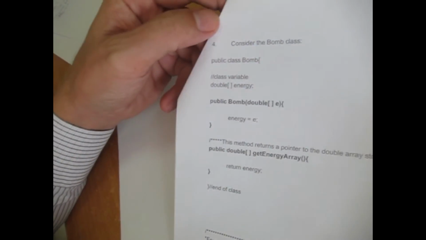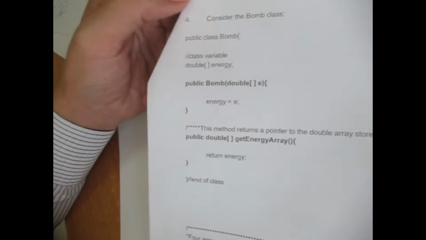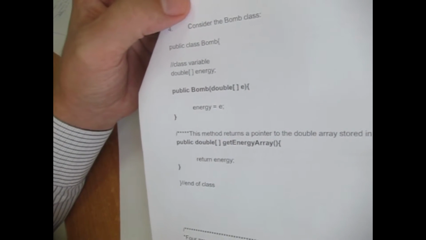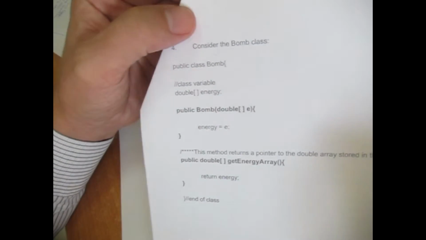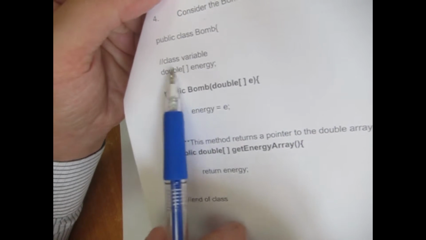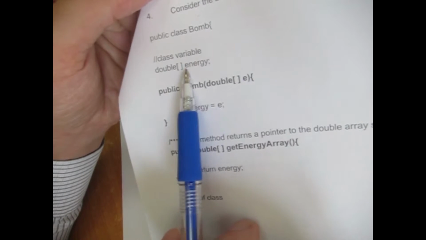Hi everyone, today we're going to have a look at a solution to this little computer science problem that we had. It's to do with two-dimensional arrays. We were asked to consider the BOM class. This is the BOM class. There's one class variable. It's a one-dimensional double array, which is called energy.